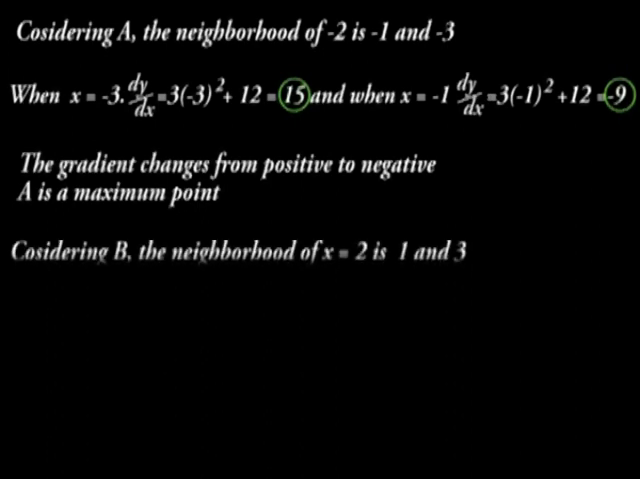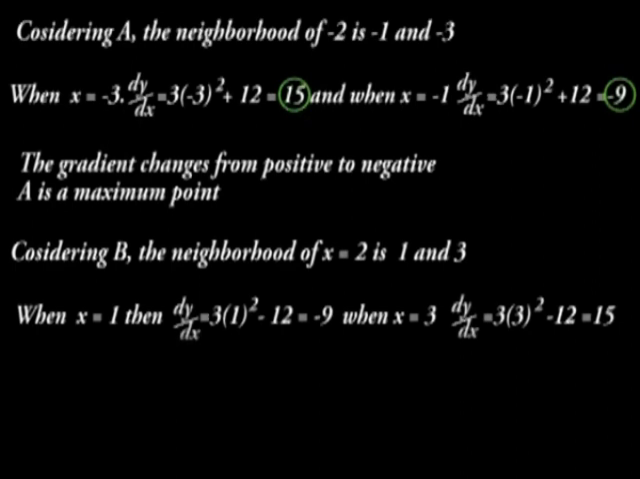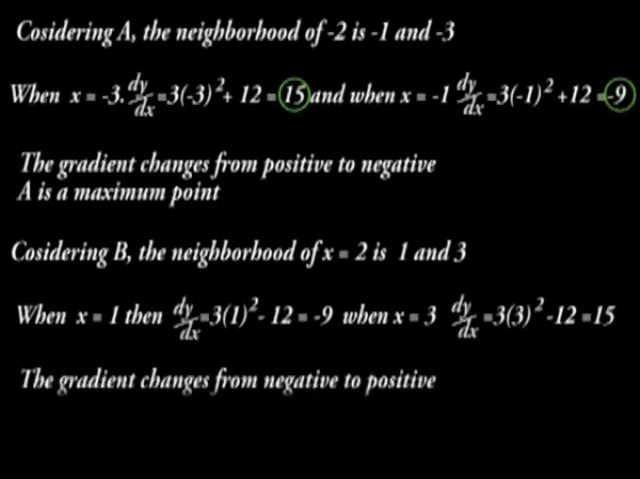Considering B, the neighborhood of x is equal to 2 is 1 and 3. When x is equal to 1, dy over dx is minus 9. When x is 3, dy over dx is equal to 15. The gradient changes from negative to positive, and B is therefore a minimum stationary point.